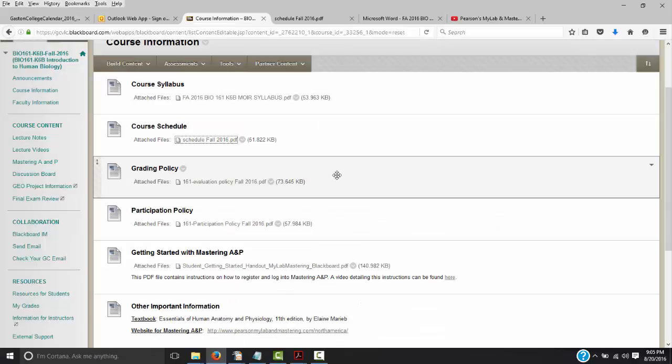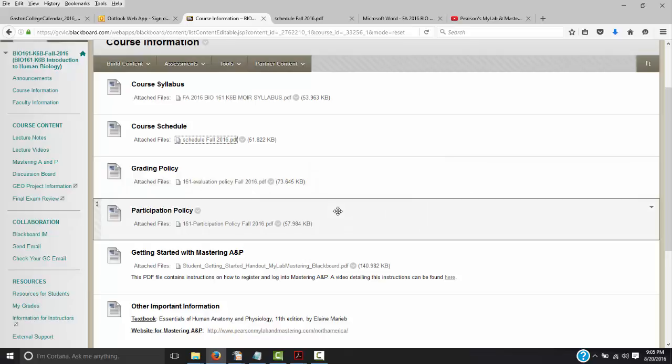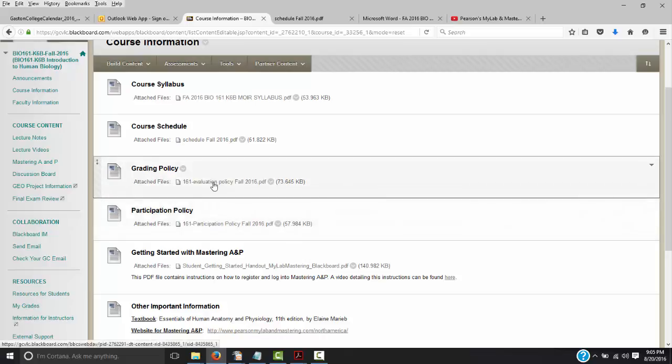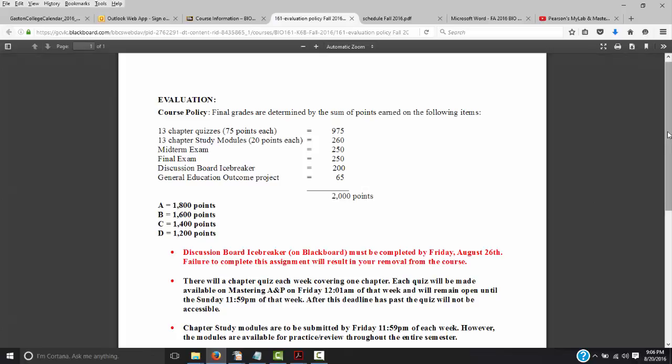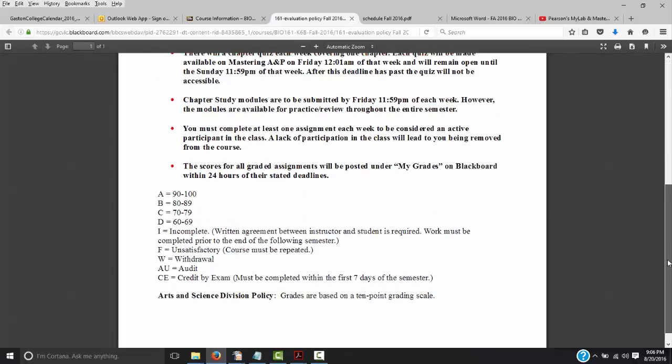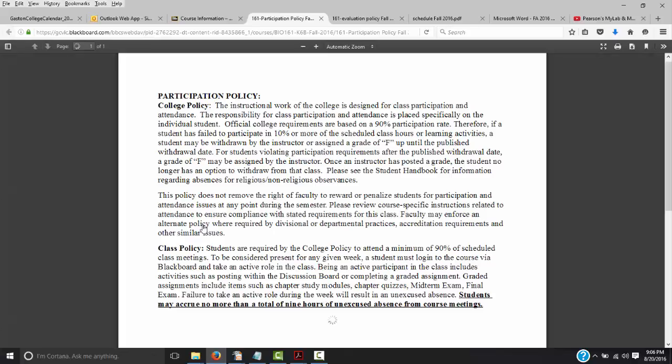All right, the grading policy, participation policy, these are taken right from the syllabus, but they're more centralized. So if you wanted to look at just the grading policy part of the syllabus, you would click there. But it's exactly the same text as you'll find in the syllabus. Same thing with the participation policy, the text taken directly from the syllabus.